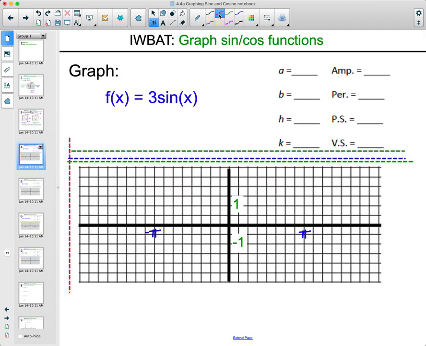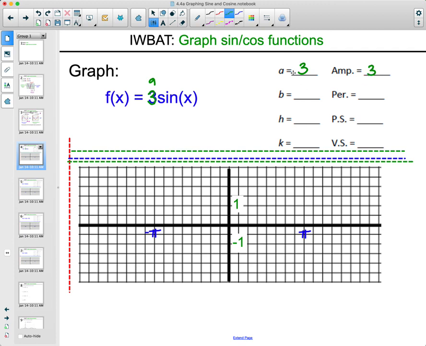All right, let's take a look at graphing one of these. So we're going to graph f of x equals 3 sine of x. So first off, we see this a value of 3. So this is the a value. So that means that that's our amplitude. Okay, so our a value is 3. So our amplitude is 3.